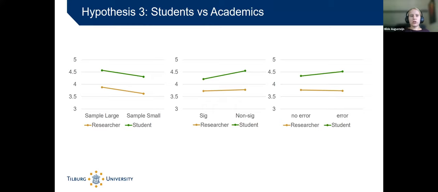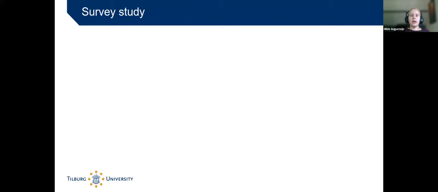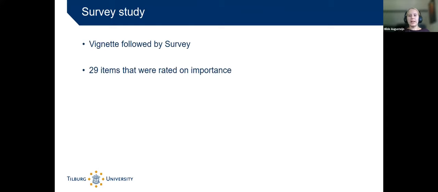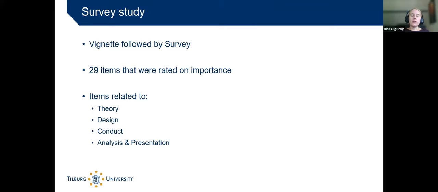Then after the vignette study, all participants received the survey study. And there they were asked to rate 29 different items on the importance when they assess the quality of a manuscript. These items were all related to either the theory, the design of the research, research conduct, or analysis and presentation of the results.